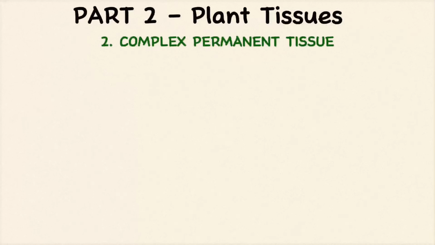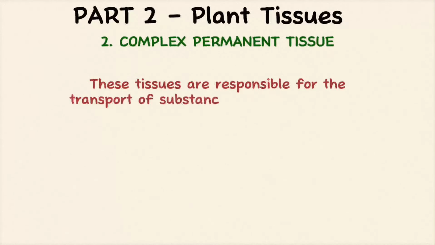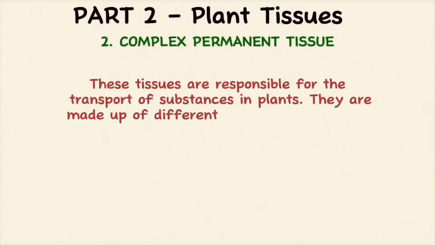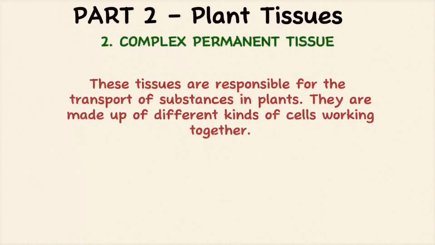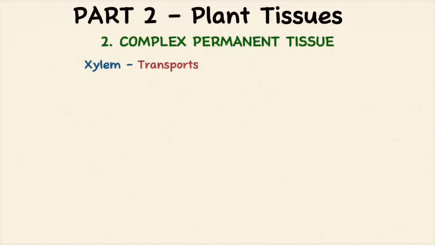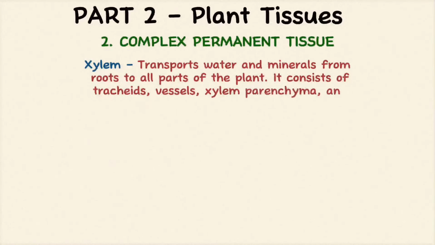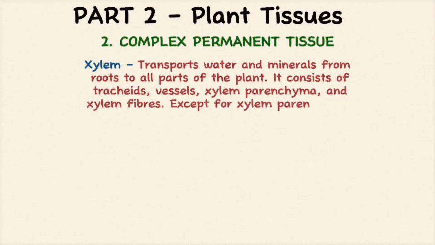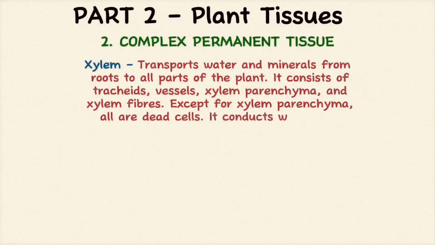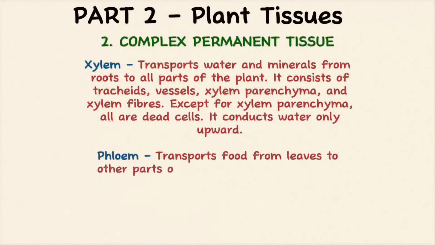2. Complex permanent tissue. These tissues are responsible for the transport of substances in plants. They are made up of different kinds of cells working together. Xylem transports water and minerals from roots to all parts of the plant. It consists of tracheids, vessels, xylem parenchyma, and xylem fibers. Except for xylem parenchyma, all are dead cells. It conducts water only upward.